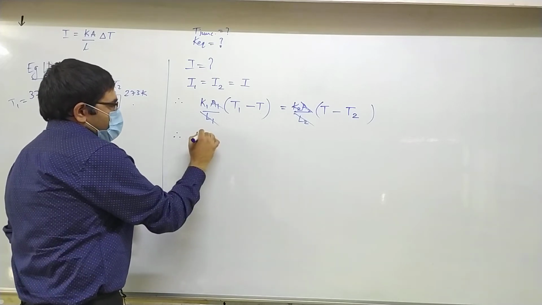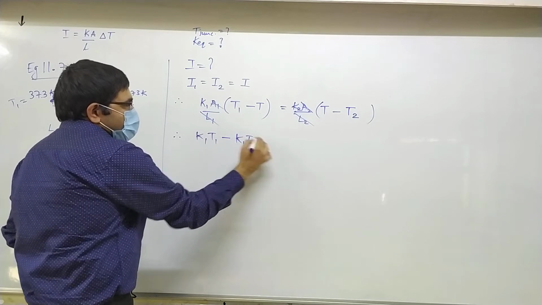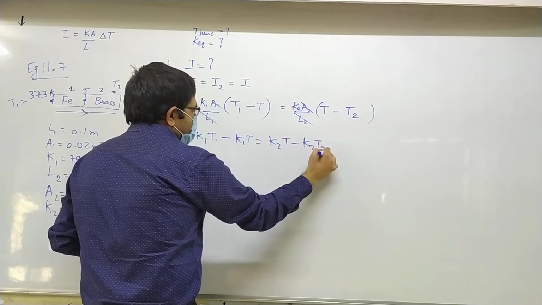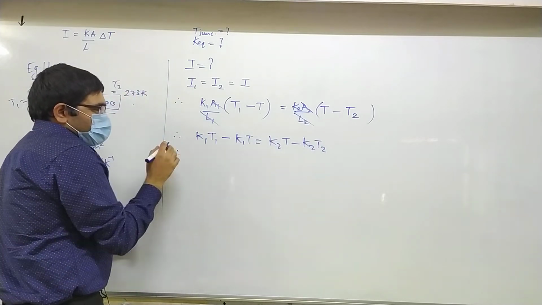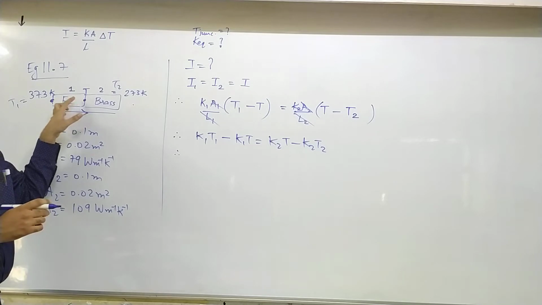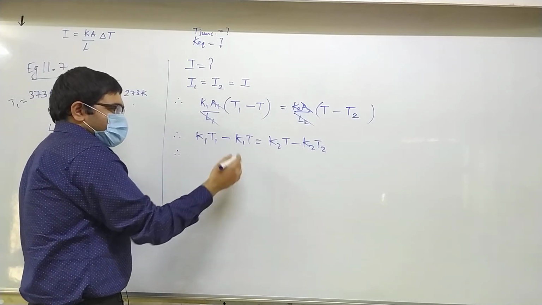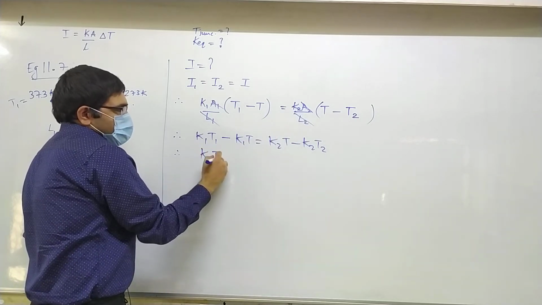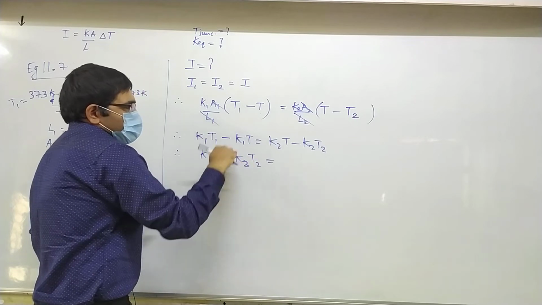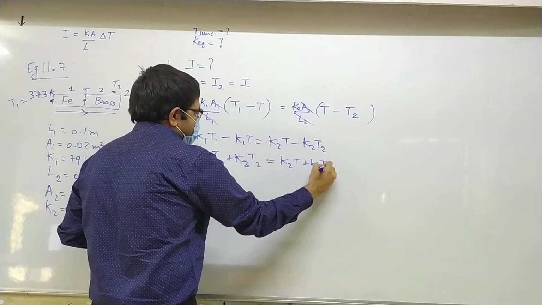So this is what we get. Now I am going to multiply this inside. So K1T1 minus K1T equals K2T minus K2T2. Okay. Then bringing terms with T, which is unknown. We want to find the temperature at the junction, right? So bringing terms with T on one side, that's the right hand side. So K1T1, this term on this side. So K2T2 equals, on the right hand side we have K2T plus K1T.